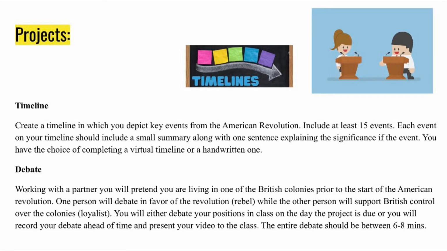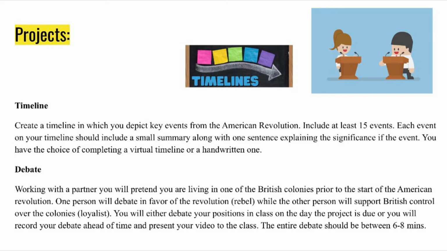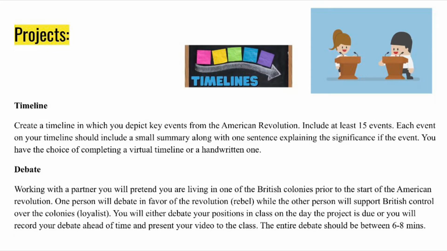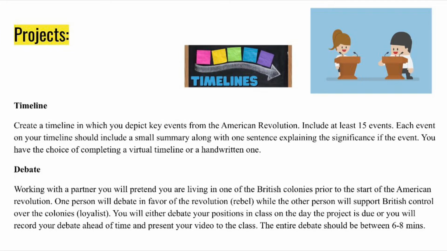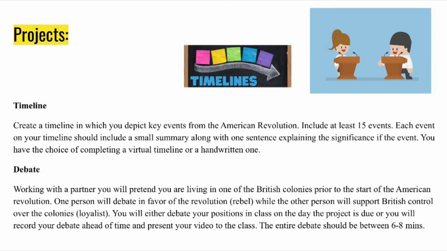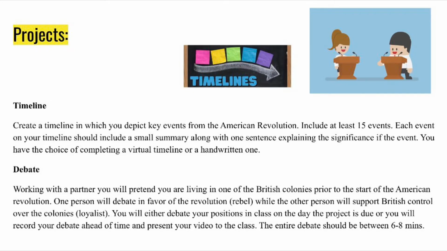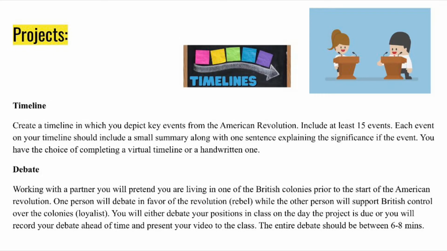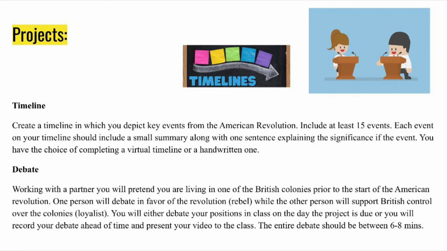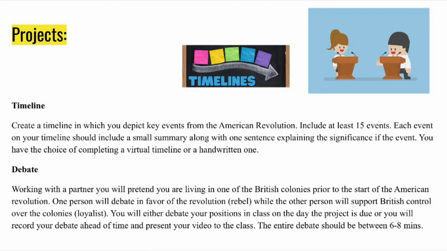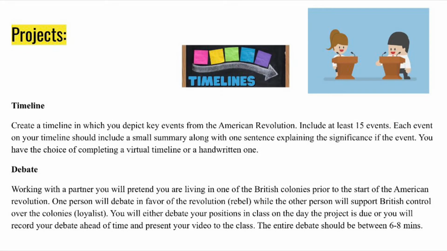For the next project, you can choose to do a debate. So you're going to be working with a partner and pretending that you're living in one of the original 13 colonies prior to the start of the American Revolution. One person is going to be a rebel, so they're going to be pro-revolution, while the other person is going to be a British loyalist, so that means that they do not want to rebel against Britain. You can go back in the textbook, look at your notes, and come up with the pros and cons for either side, because at the time, people were very divided on whether they wanted to support the revolution or not, so you're going to put yourself in their shoes.